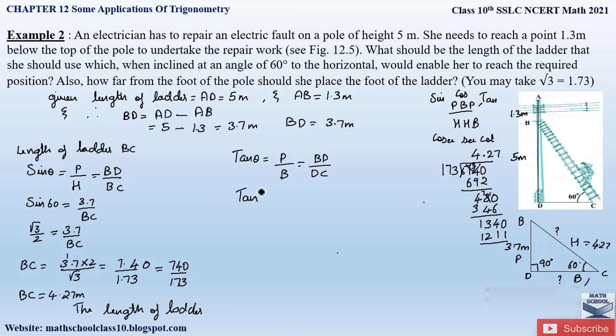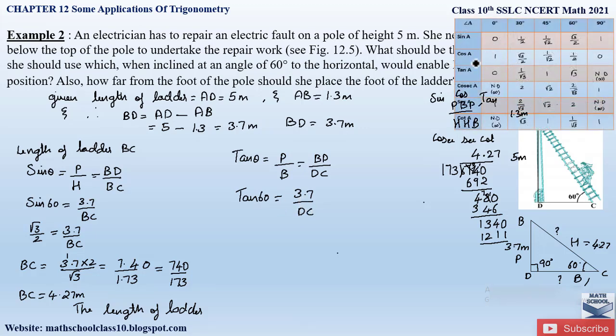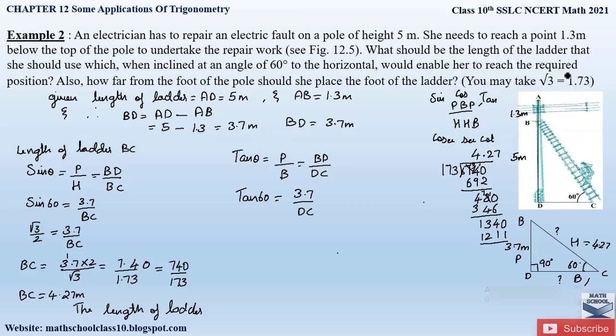So tan 60 is equal to BD is 3.7 and DC we have to find out. What is tan 60 value from the table? Tan 60 is equal to root 3. So therefore we will write here root 3 is equal to 3.7 divided by DC, or DC is equal to 3.7 divided by root 3. Here root 3 value is how much? 1.73. So again we will remove the decimal point in both numerator and denominator, and we will get 370 divided by 173. So again we will divide to find out this value.